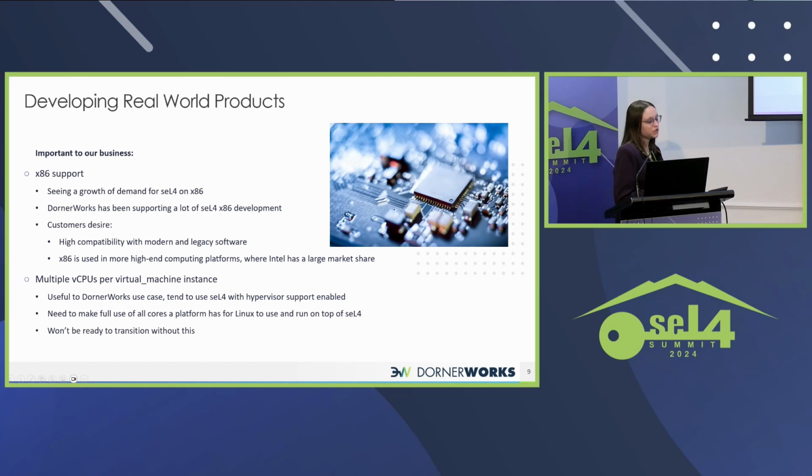The other thing was having multiple vCPU instances per virtual machine instance. And this is especially useful to DornaWorks' use case, as we use SCL4 with hypervisor support enabled exclusively. And we just need to make full use of all the cores that the platform has for Linux to be able to run on top of SCL4. We can't go back and tell our customers that, okay, you want to run this, we can only run Linux using a single core. I've talked to other project managers and engineers at DornaWorks, and we just won't be able to transition without this.